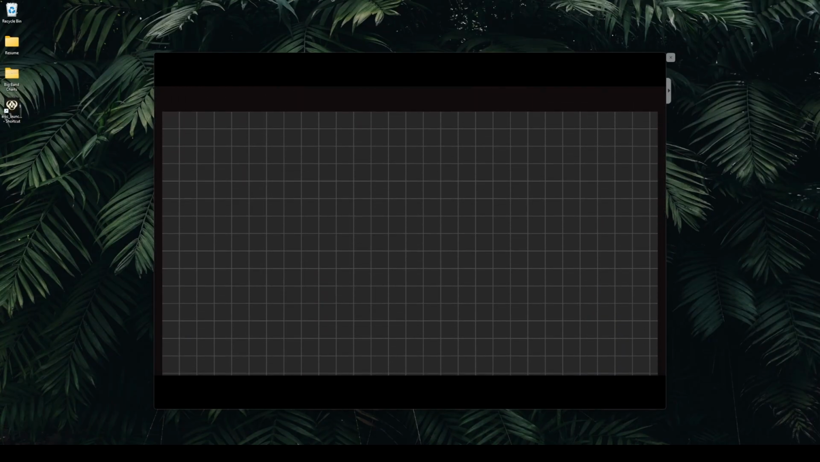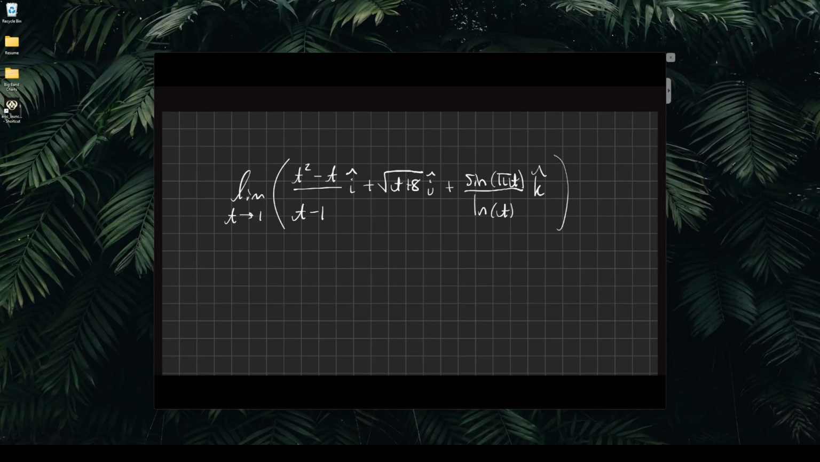Next, 4 is also a limit, so we have the limit as t approaches 1 of t squared minus t over t minus 1 i, plus root t plus 8 j, plus sine pi t over the natural logarithm of t. Okay, again, we'll go component-wise.